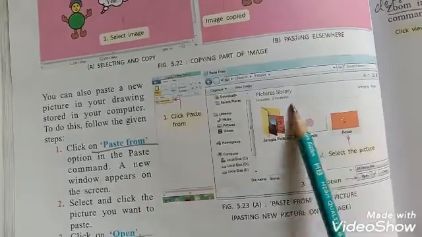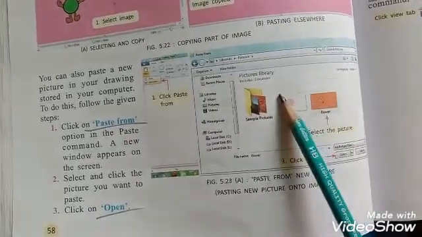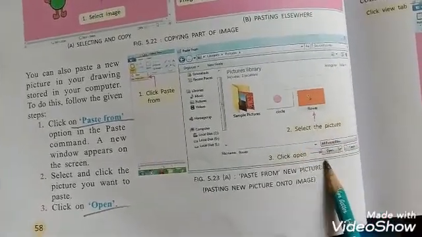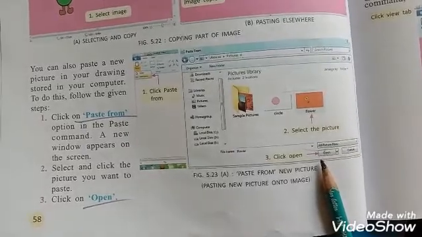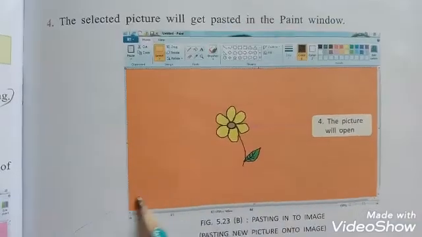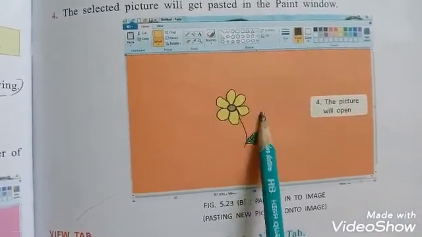After this, a window appears on your screen. Select and click the image or picture which you want to paste. After selecting the image, click on open, and the selected picture will get pasted in the Paint window.